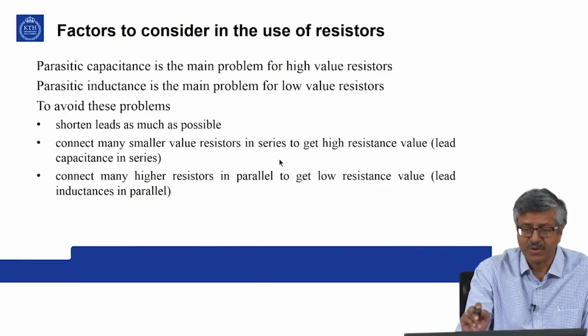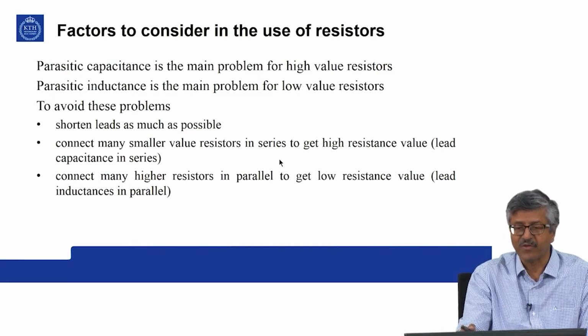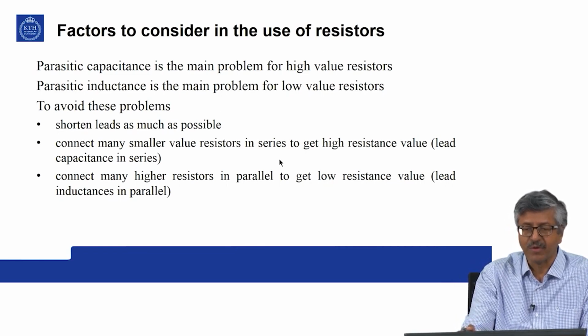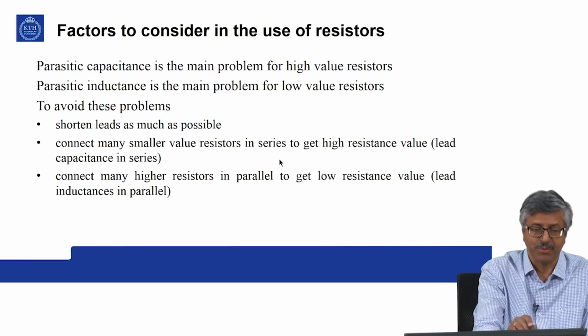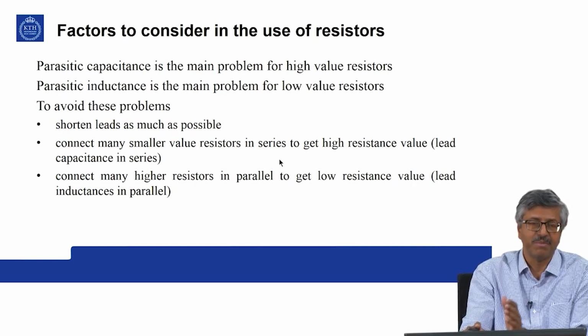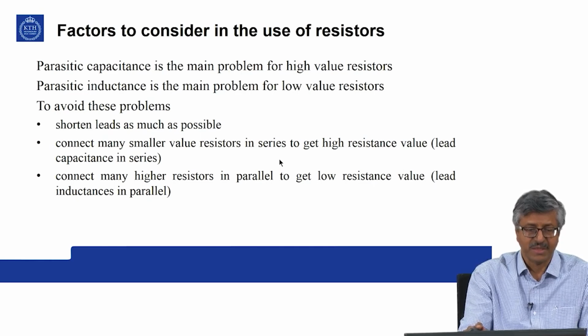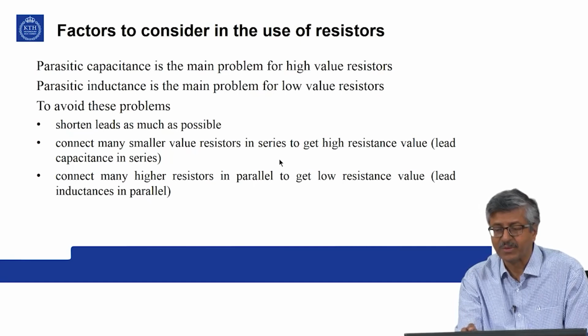Factors to consider in the use of resistors. One is that parasitic capacitance is the main problem for high value resistors. Parasitic inductance is the main problem for low value resistors. To avoid these problems, shorten the leads as much as possible. Then you reduce the parasitic elements, both parasitic inductance, parasitic resistance and parasitic capacitance. Connect many smaller value resistors in series to get a high resistance value.